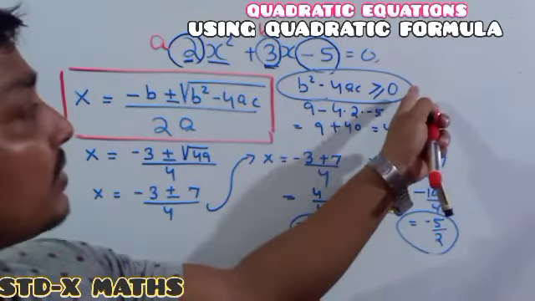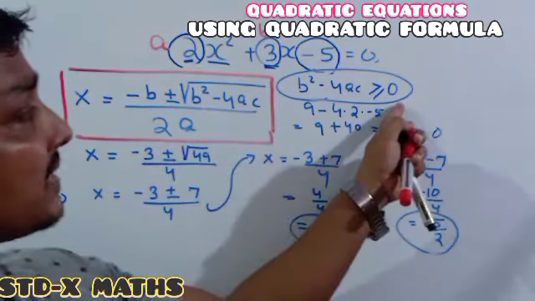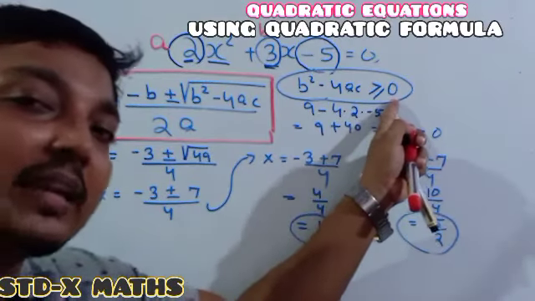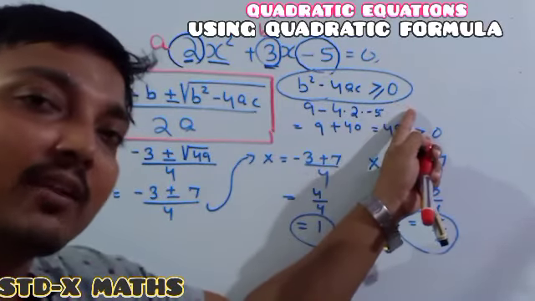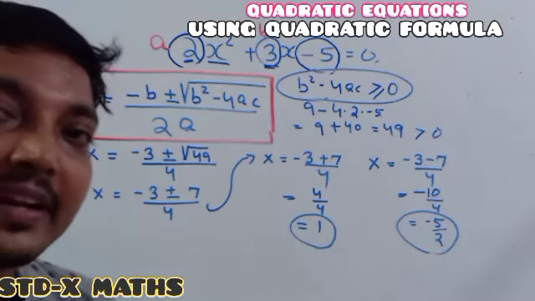Only one thing you need to check before putting in the values and finding the roots: is b square minus 4ac greater than or equal to 0 or not? If it is greater than or equal to 0, then put in the formula directly. Understood perfectly?